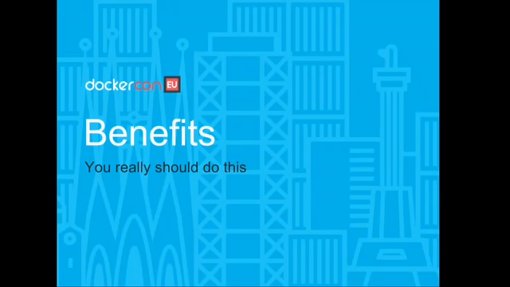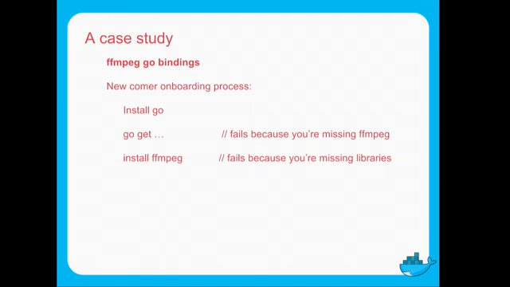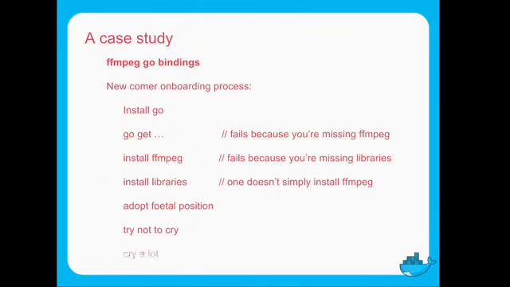Imagine that you're a new contributor for any project that is kind of hard and complicated. Let's imagine that I have an FFmpeg binding for Go. First step, install Go. Easy. Then go get, which fails because you don't have FFmpeg. Then install FFmpeg, which fails because you're missing some libraries. Then you install those libraries, which is kind of hard depending on your distribution. I've done it, and the result was adopting a fetal position, trying not to cry, and then crying a lot. So this is something that happens.